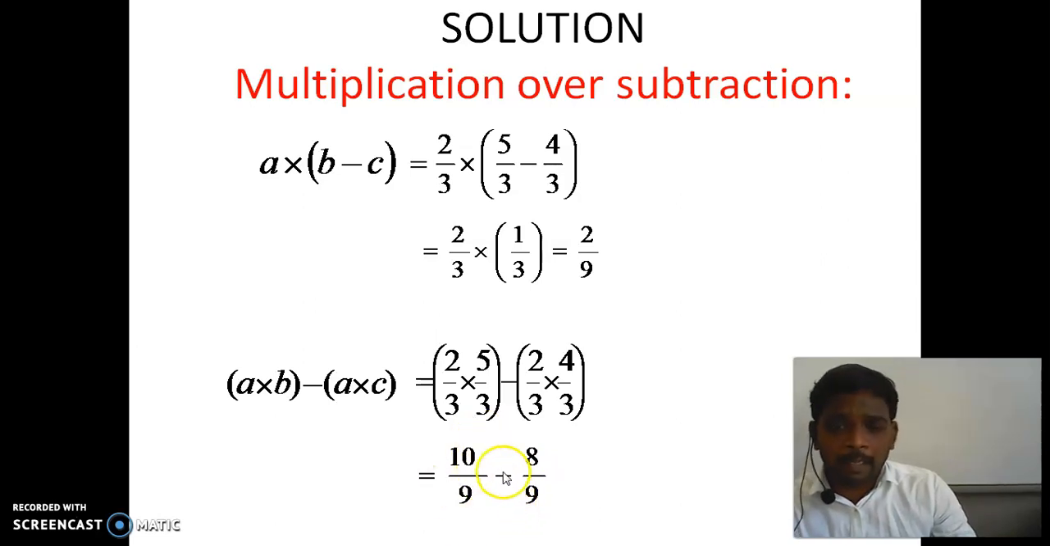When you add or subtract, it is better to look at the denominator first, right? The denominators are the same, so it is enough to subtract the numerators alone. So 10 minus 8, 2. So 2 by 9. Look at the results. Left hand side 2 by 9 and right hand side also 2 by 9. Both results are the same. Therefore, the distributive property of multiplication over subtraction is also verified. So that is the procedure to verify the property, right?